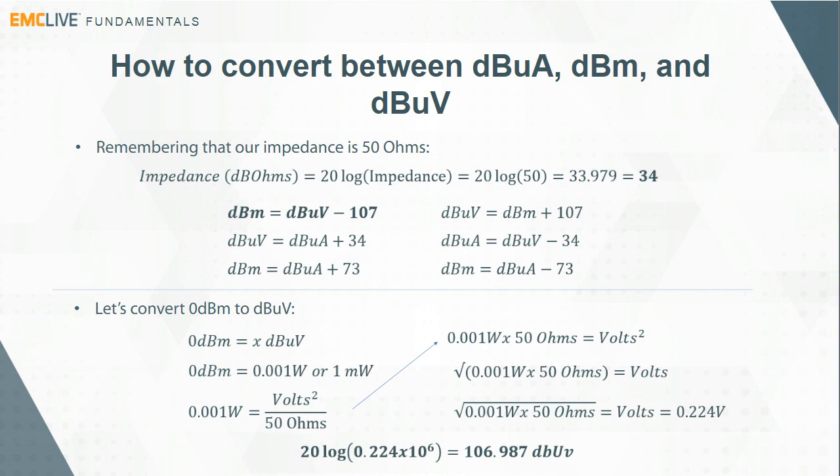So we take 20 times the log of 0.224 times 10 to the 6th. Remember, we're converting to dB microvolts. We've got to make sure that our volts are in microvolts, and that conversion is times 10 to the 6th, and we get 106.987, which we round to 107. So anytime you have dBm and you want to convert to dB microvolts, add 107. So that's how you do it.